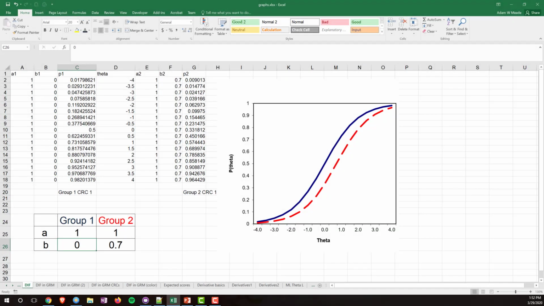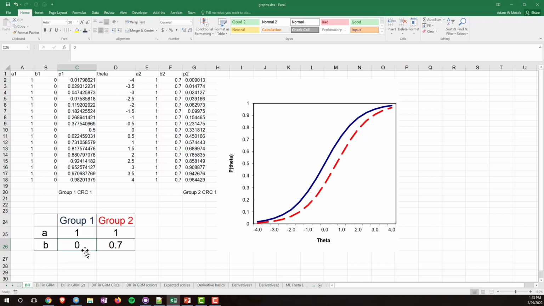Hey everyone, in this video I just wanted to go through and maybe show you some more examples of what differential item functioning looks like. And like we said previously, it's really a difference in the probabilities. So the probability of correct response given theta, so the conditional probabilities.